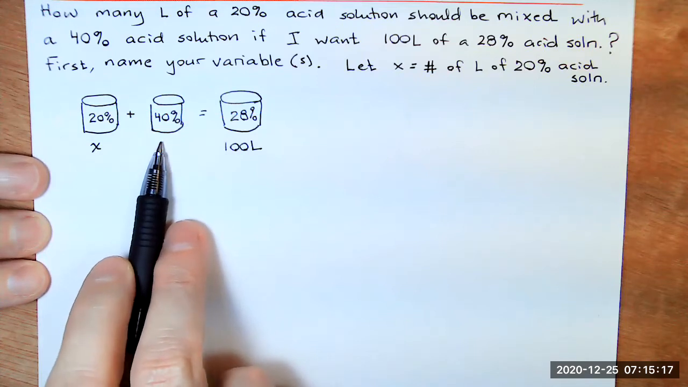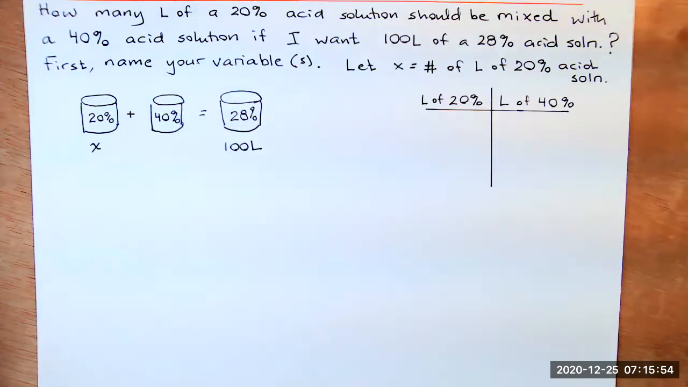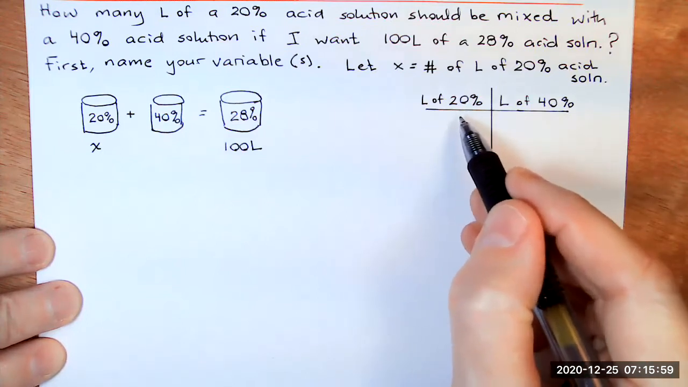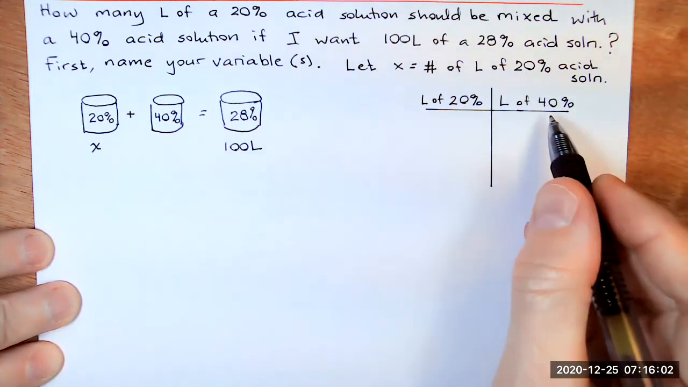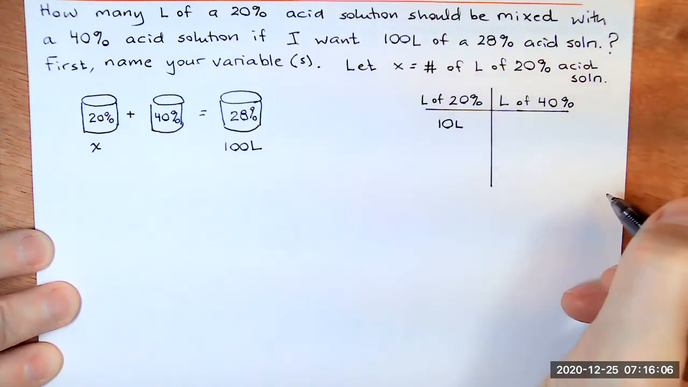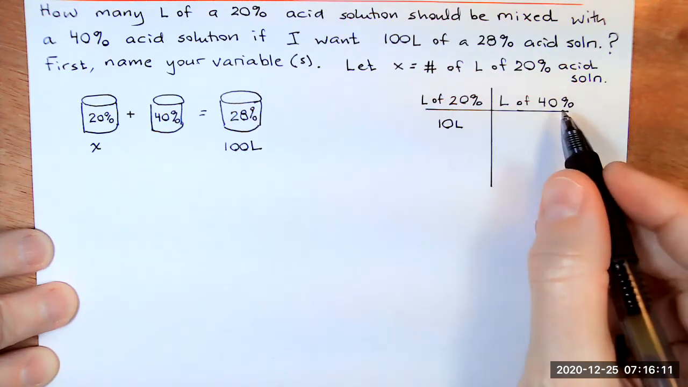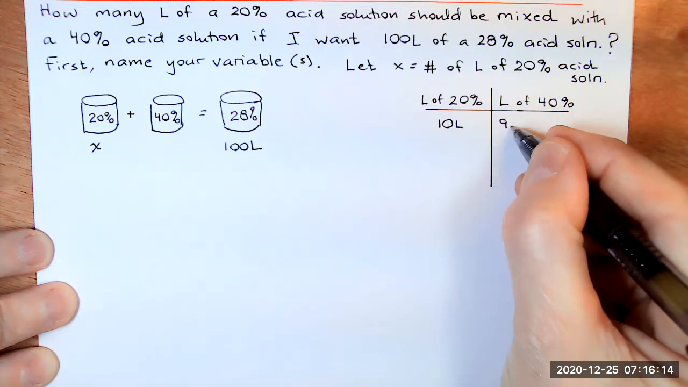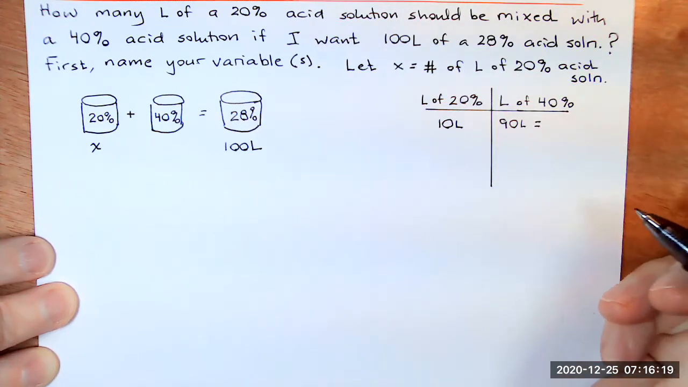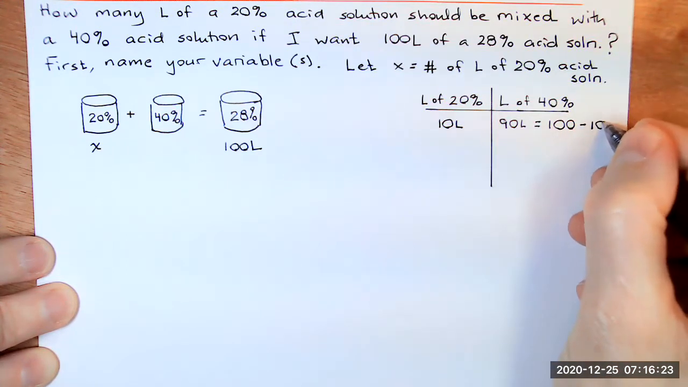Now, how do I figure out what to write here? Let's make a little table. All right, let's just run some numbers and see if we see a pattern. So if there's 10 liters of the 20% solution, how many liters will there be of the 40% solution? If you guessed 90, you guessed correctly. But how did you get 90? That's right, subtract 10 from 100.